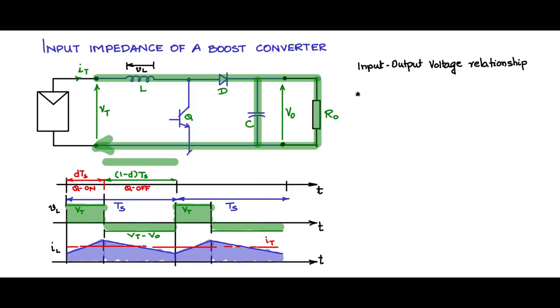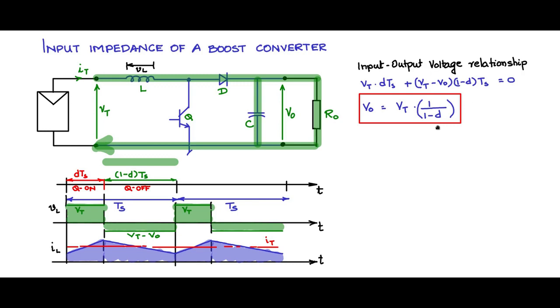So if we write here, the area here is Vt into dTs, and the area here is Vt minus V0 into (1 minus d)Ts. These two areas should add up to 0. If you simplify that, you will get V0 is equal to Vt into 1 by 1 minus d. Now that is the voltage relationship between the output and the input.